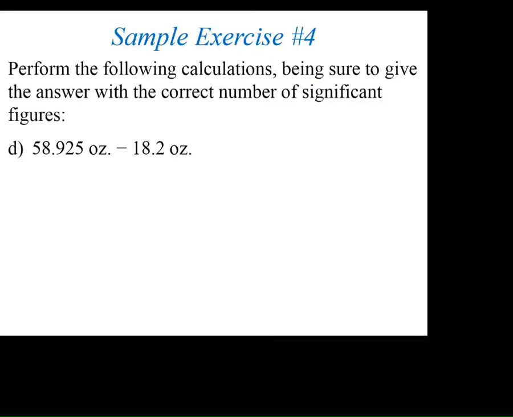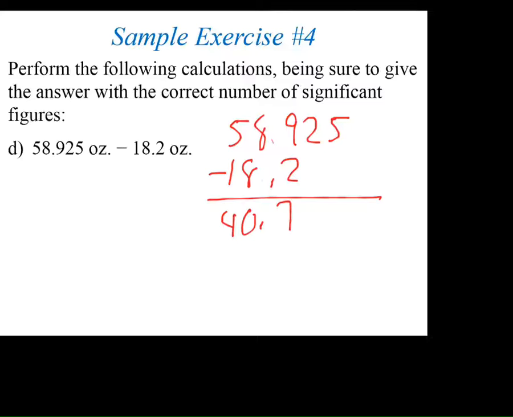So same thing, we're going to line them up. I'm going to line up 58.925 minus 18.2. So what is that, 40.725? Is that right? Is that what you got? Okay. So, okay, what'd you get? What's the answer? 40.7. Yeah. Ounces. Thank you.